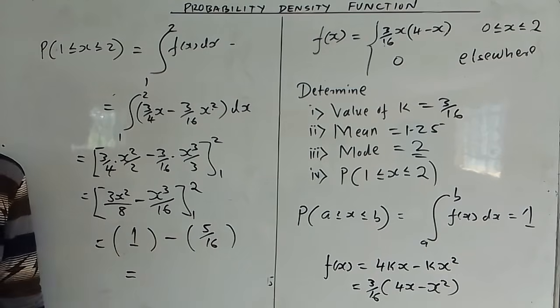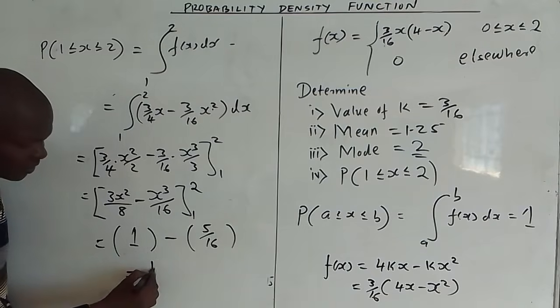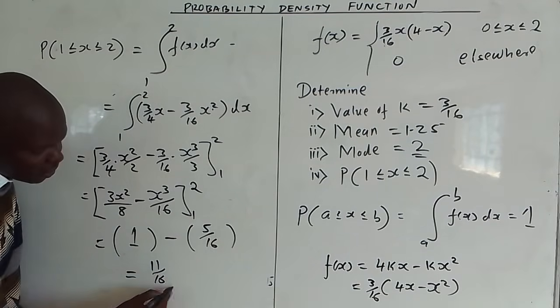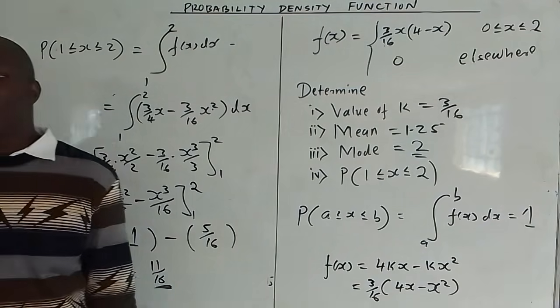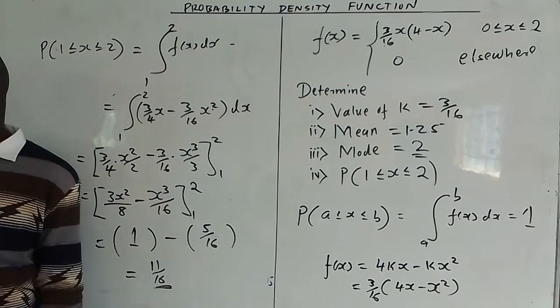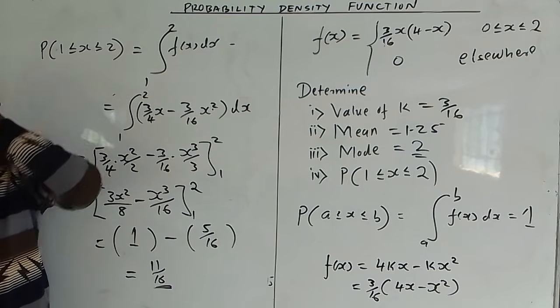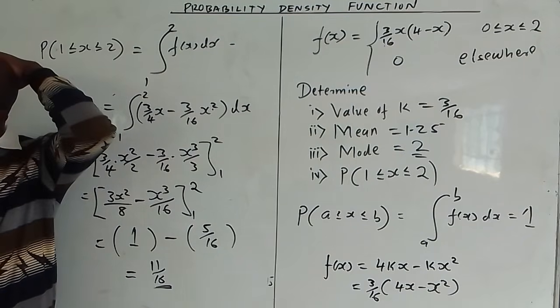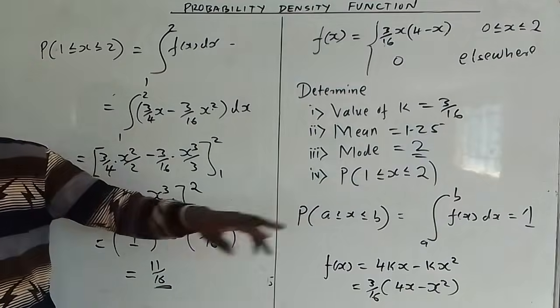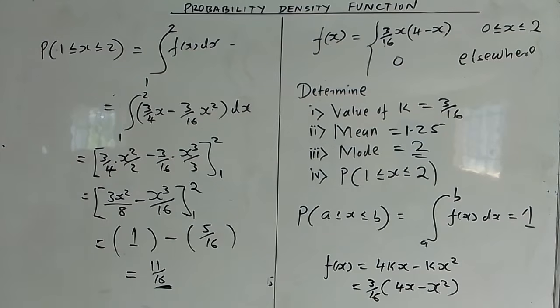1 minus 5 over 16, which is 11 over 16. Are you seeing? The range of a probability measure is between 0 to 1. Any probability must be between 0 to 1. This is probability, isn't it? Are we together? Good. So that is how to handle a probability density function. Example number 2.